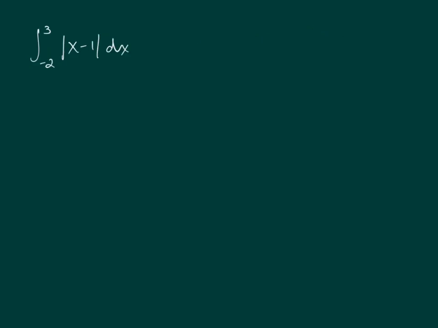All right, now we're getting into some fun stuff here. We have the definite integral of some absolute value function. And this is one that we are not going to directly integrate. We're not going to find an antiderivative of this. We're going to look at a graph of what this function looks like.